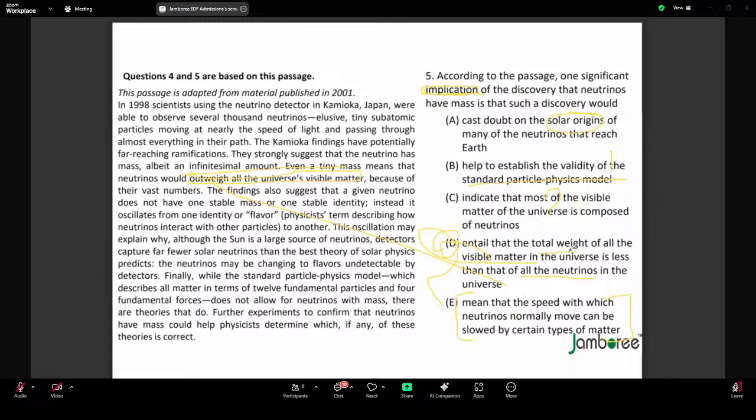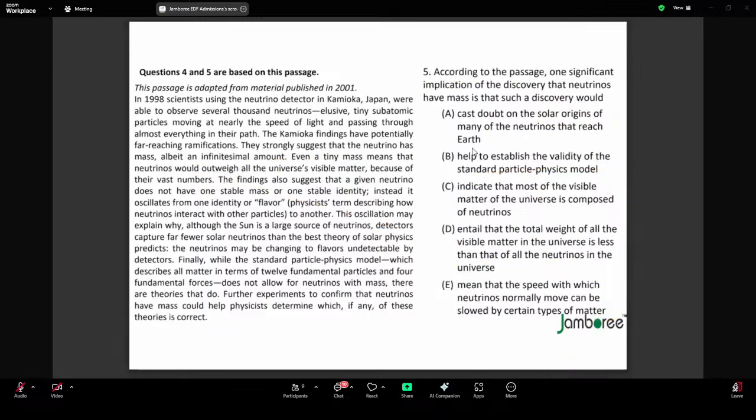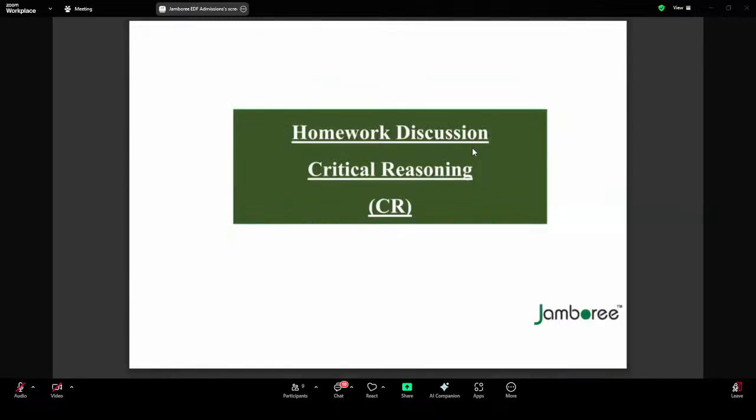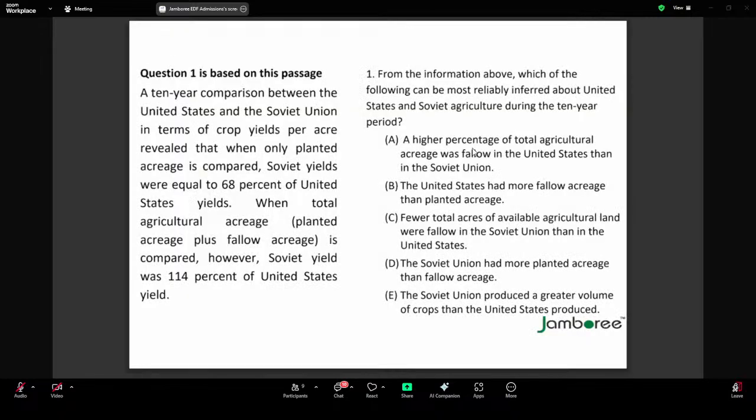Entail that the total weight of all the physical matter, visible matter, will be less than neutrinos in the universe, as long as they have some mass, howsoever tiny that is. Critical reasoning. Okay. Very interesting question. This looks like a math question to me, but I'll not solve it by math logic. I'll just try to solve it with more simple logic.